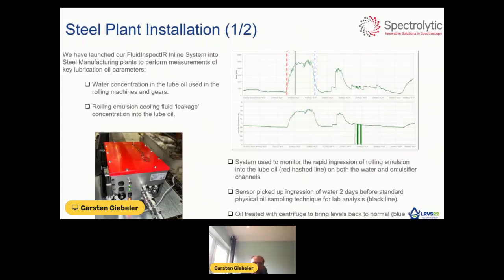So here you see a nice image of the second generation of our systems. It's been installed in a steel plant with the aim of really monitoring the water ingestion and also some additional additive emulsifier concentration in the rolling oil. So here you see a typical result. Our sensor is very, very sensitive to water, and we typically detect the water ingress a day, 1 to 2 days before it is actually picked up at the steel plant.